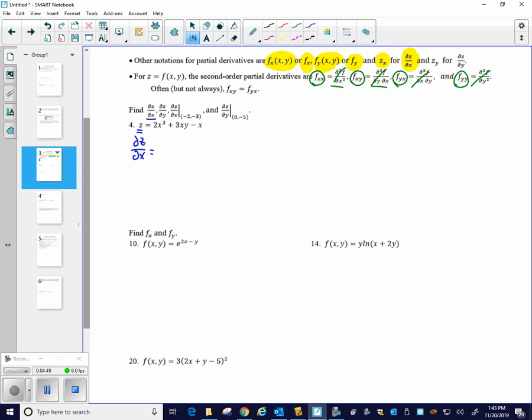I'm going to take anything that has an x in it just like it's a regular derivative. So the 2x cubed is going to end up being 6x squared. The 3xy is a little bit different. Pretend like 3 and y are just constants. So if I wrote it differently, I would write it as 3yx.